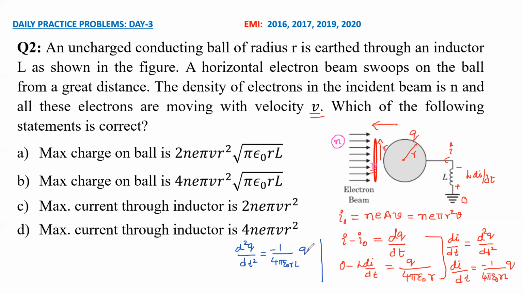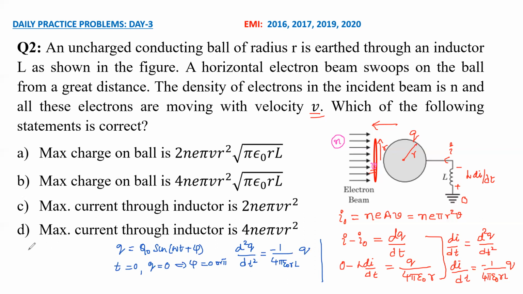So q here varies as a sinusoidal function, because from the chapter of SHM, you know that whenever the second derivative is proportional to the quantity itself with a negative sign, the proportionality being negative, it will be a sinusoidal function. So I can say q is equal to some q naught times sine of omega t plus phi. Now at t equal to 0, the charge on the sphere is 0 initially, and therefore either phi is 0 or pi.